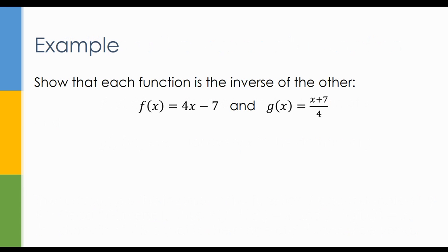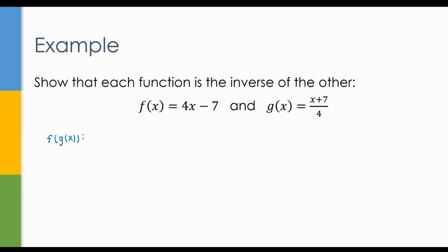So let's take a look at an example. We're going to show that each function is the inverse of the other. So remember, in order to do this, we are going to do two different compositions. We want f of g of x and we want g of f of x, and we need to get both of those to equal x. So I am going to do f of g of x first.